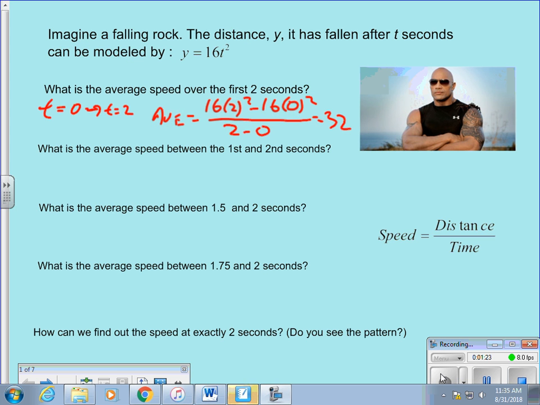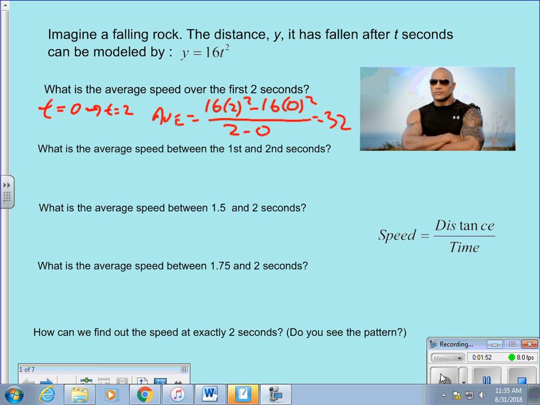Is that exactly how fast he's going at 2 seconds? No. It's the average of the two, because at time 0, how fast is he dropping? 0. There's acceleration, but there's no velocity, because it's gravity. The acceleration is making him move. But there's no velocity. So I go from 0 to something else. I have an average in there, but I don't have the exact. This is how things have been for a long time.